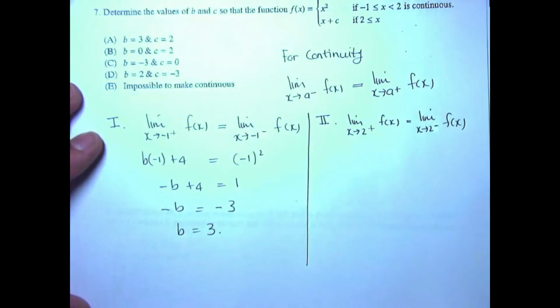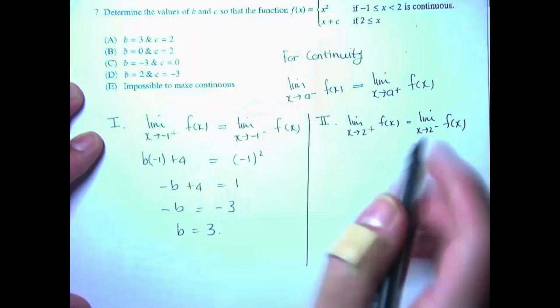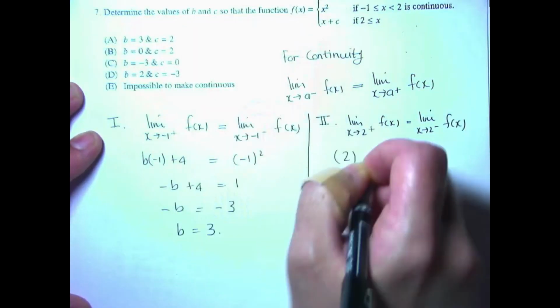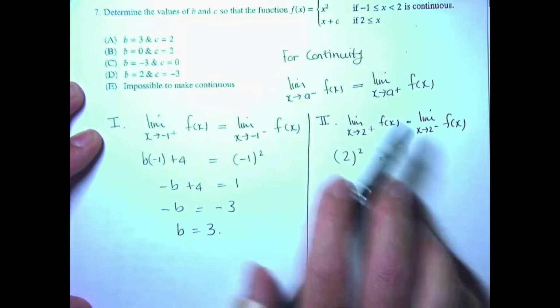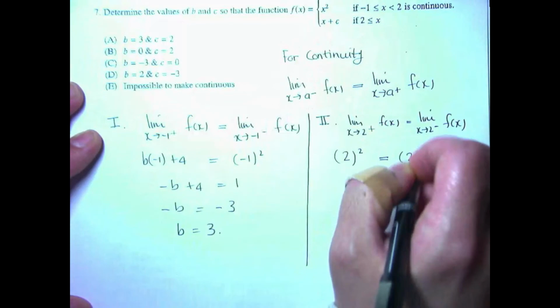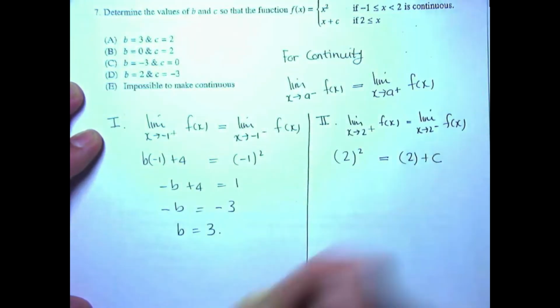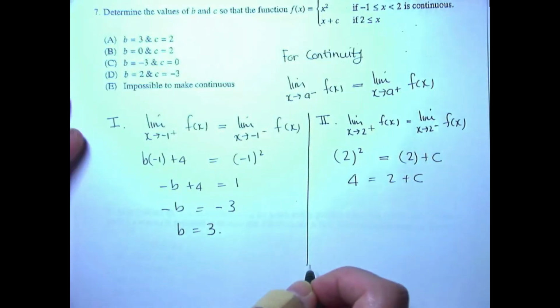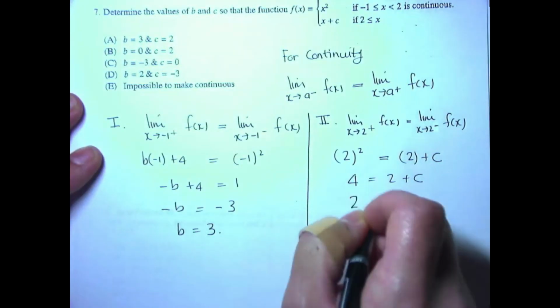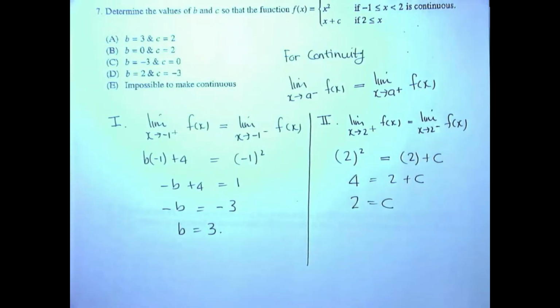So as I approach from the right, we're dealing with this guy, the x squared. So I'm just going to plug 2 in there. As I approach from the left, we're dealing with x plus c. So that'll be 2 plus c. So 4 is equal to 2 plus c. If I subtract 2 from each side, I get that c must be equal to 2. All right, so answer here, 3, 2. Answer here will be A.